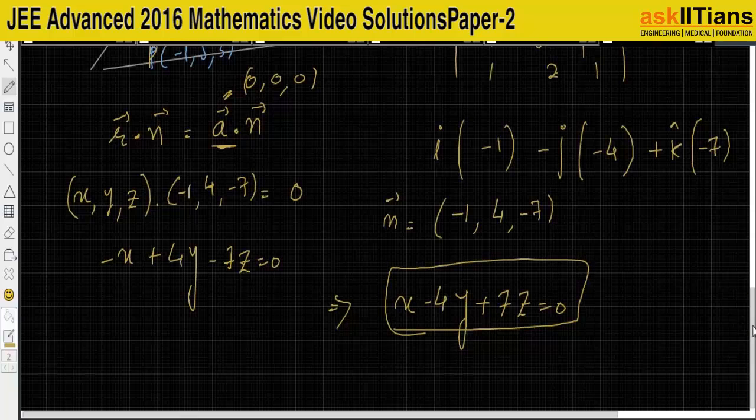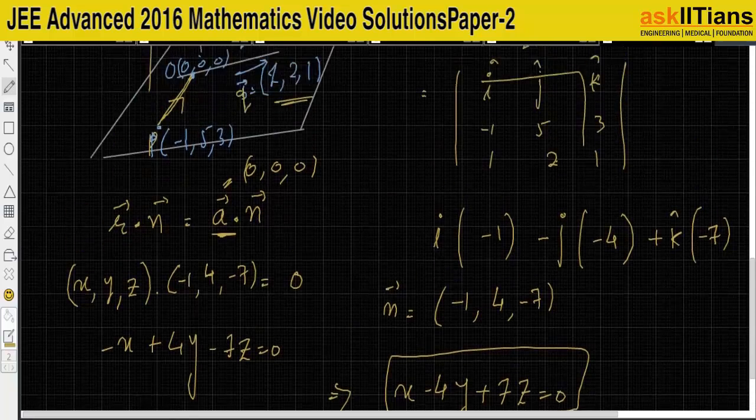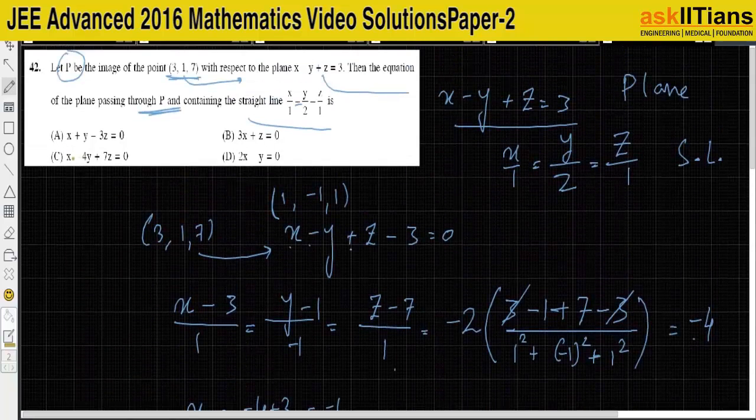This is the final answer. This is the equation of the plane which is passing through point P, and also it is containing the straight line which is given in the question. So this will be the answer.